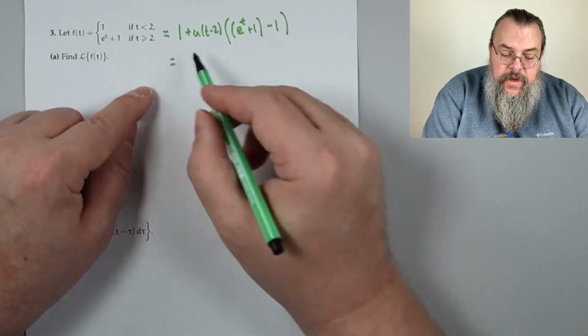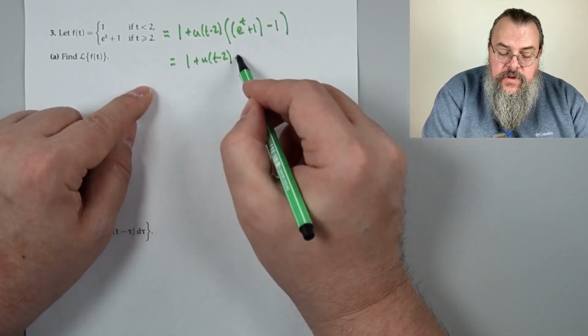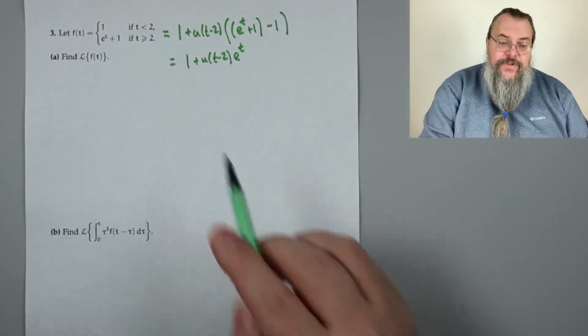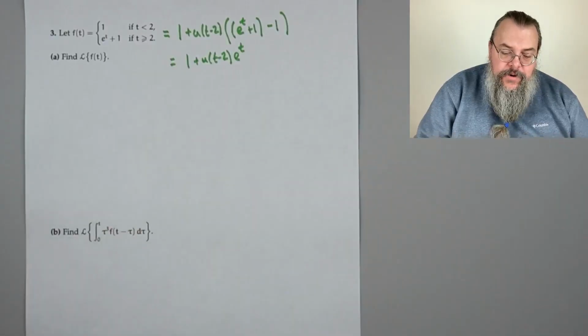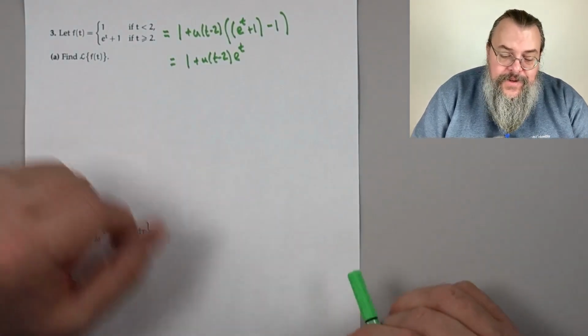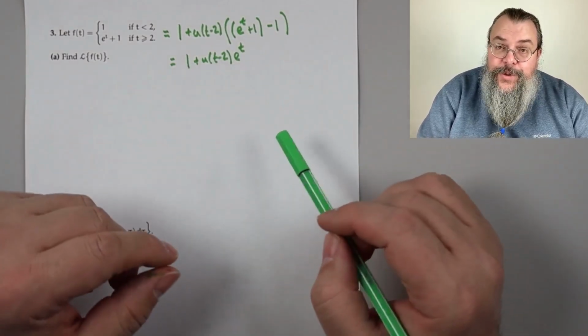So this is the same as 1 plus u(t-2) e^t. Okay, good. So this is just rewriting f(t). All right, now what can we say? Well, we want to find the Laplace transform of f(t). The good news is we've done about a third of the work.